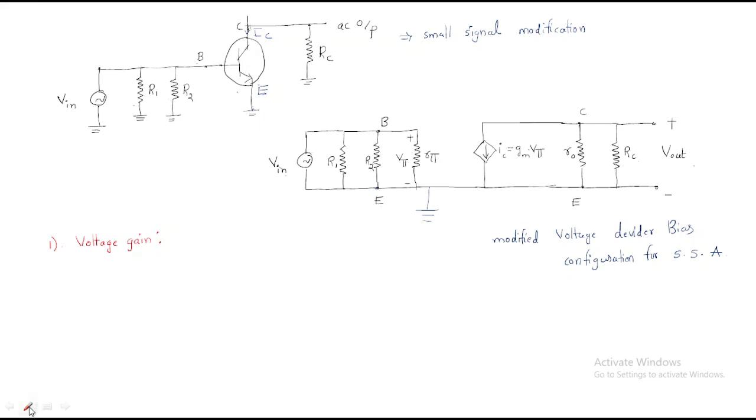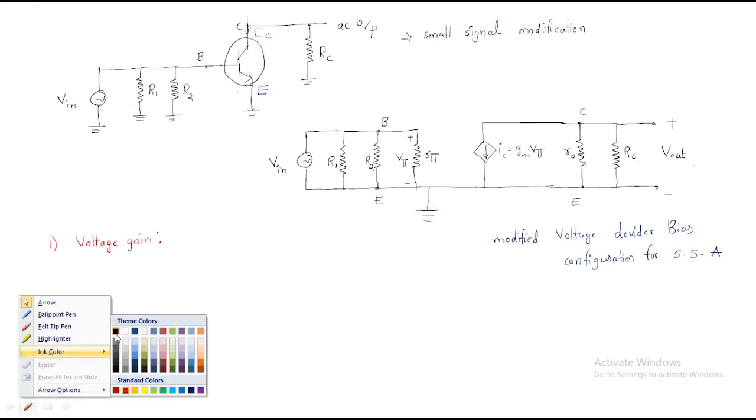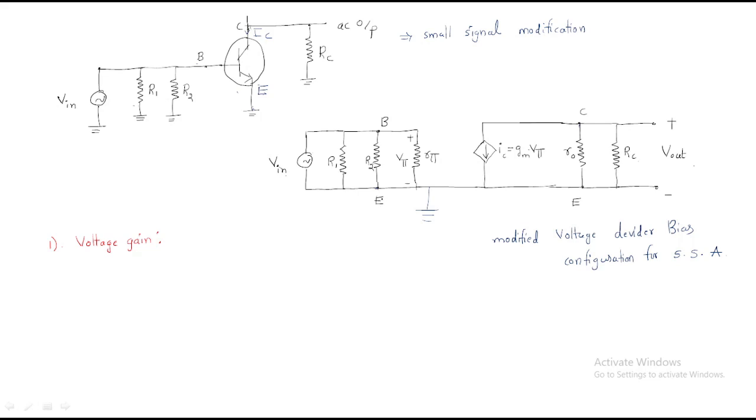Here, first we will look at the voltage gain. The voltage gain is nothing but Av, that is the ratio of output voltage to input voltage. So in order to find this, first we should find the output voltage. To find the output voltage, we need to take this output path. What is the output voltage formula here?